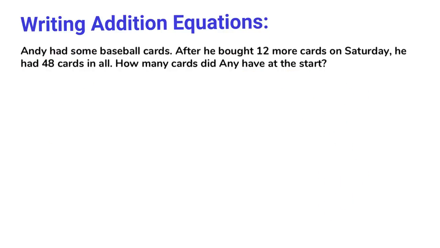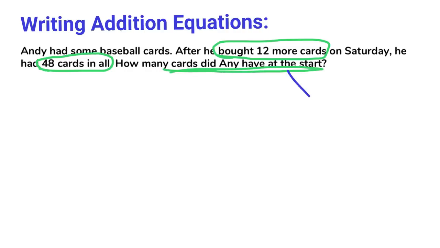If I take a look at the second example, it says Andy had some baseball cards. After he bought 12 more cards on Saturday, he had 48 cards in all. How many cards did Andy have at the start? So that should say Andy. So Andy had some baseball cards. He bought 12 more cards. He now had 48 cards in all. How many cards did Andy have at the start?